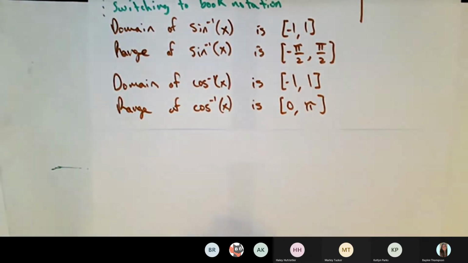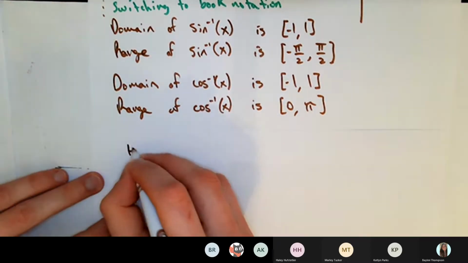So let's talk about how we use these sine inverse and cosine inverse functions. And by the way, are we going to talk about inverses of other functions? We'll talk about inverse tangent, but we're not really going to get into inverse cosecant and secant and cotangent. We could, but it's just not time. That would kind of be an extra thing. All right.